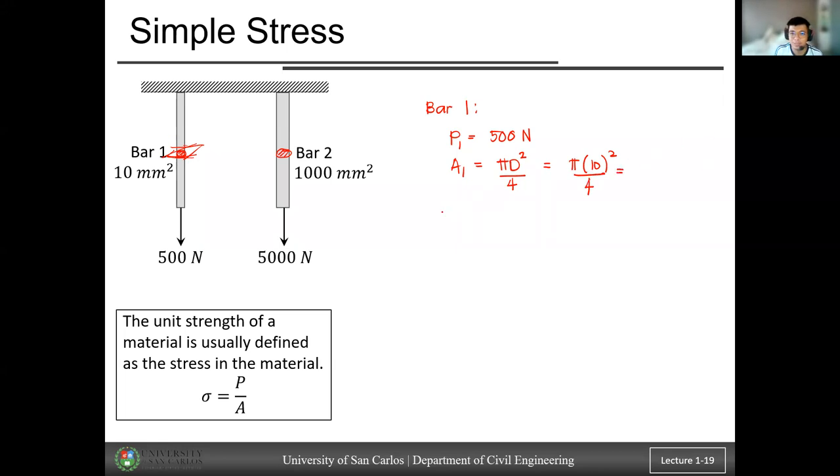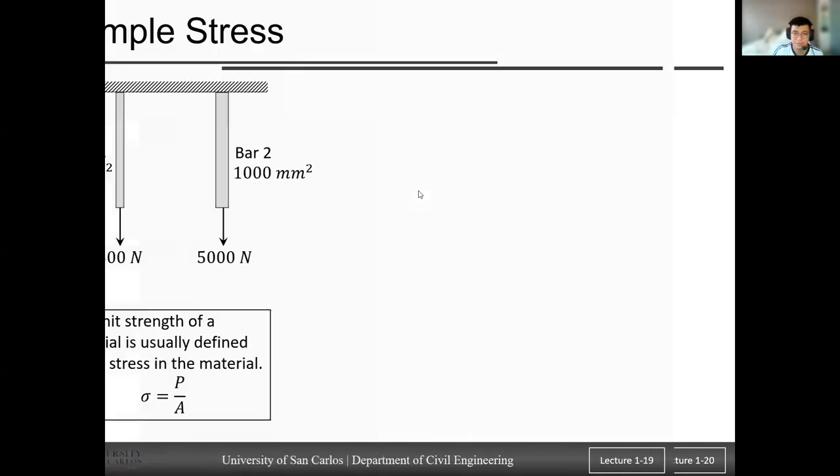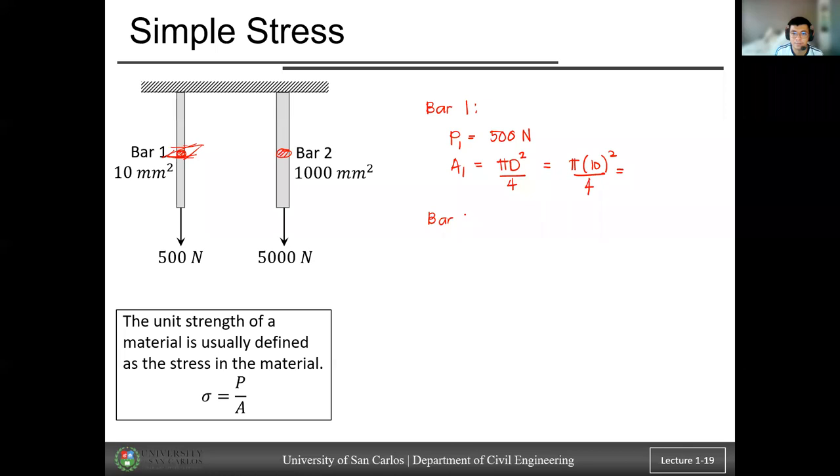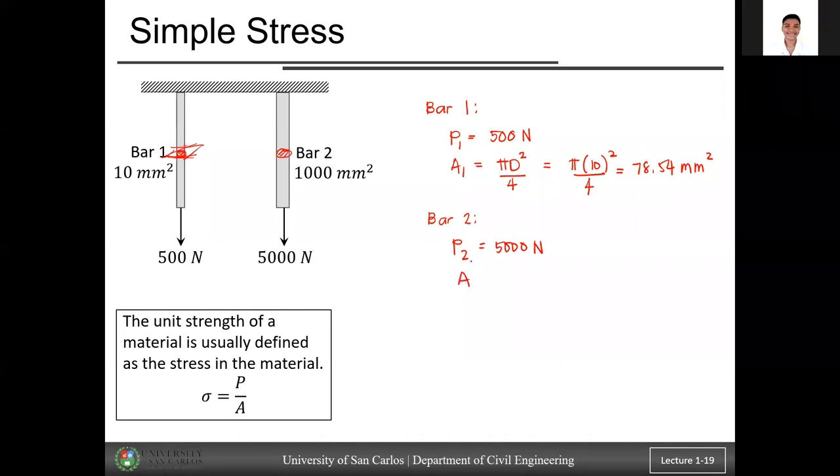Try to give me the answer as I write the information for bar number 2. 78.54, sir. So 78.54 millimeter squared. Okay. So for bar number 2, you have 5,000 newtons. And then the area... Excuse me, sir. Isn't the 10 millimeters squared already the area, sir? Correct. So I over-answered that.